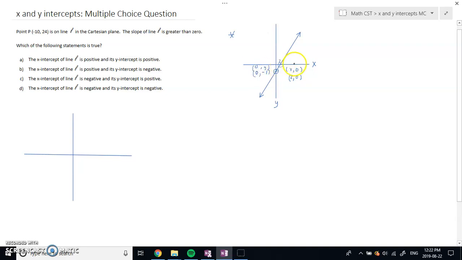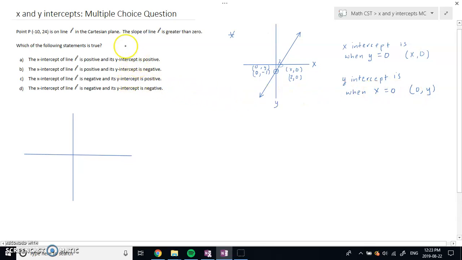So our rule for x and y-intercepts is that the x-intercept is when y equals 0. So your value will be x, 0, and your y-intercept is when x equals 0. In that case, it's 0 and then a value of y.